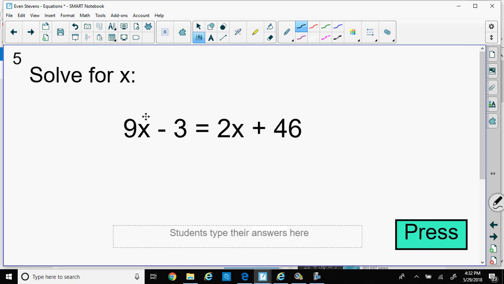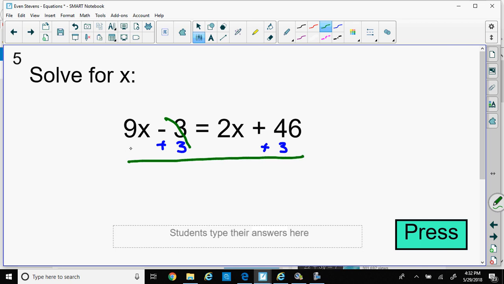This time it's a little bit longer, I noticed. 9x minus 3 equals 2x plus 46. So even though it's longer, we want to use the same steps by getting all of our numbers, like minus 3, to this side by using the additive inverse. The additive inverse of minus 3 would be adding 3. So that way the 3's will cancel out.